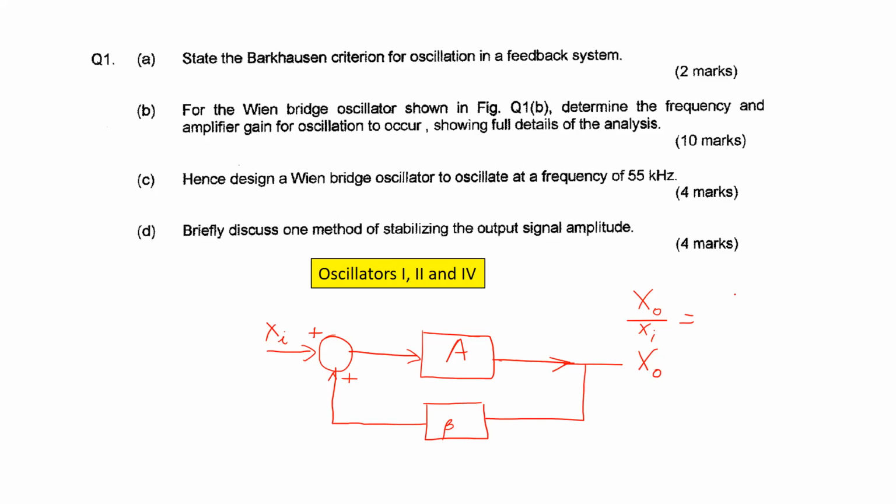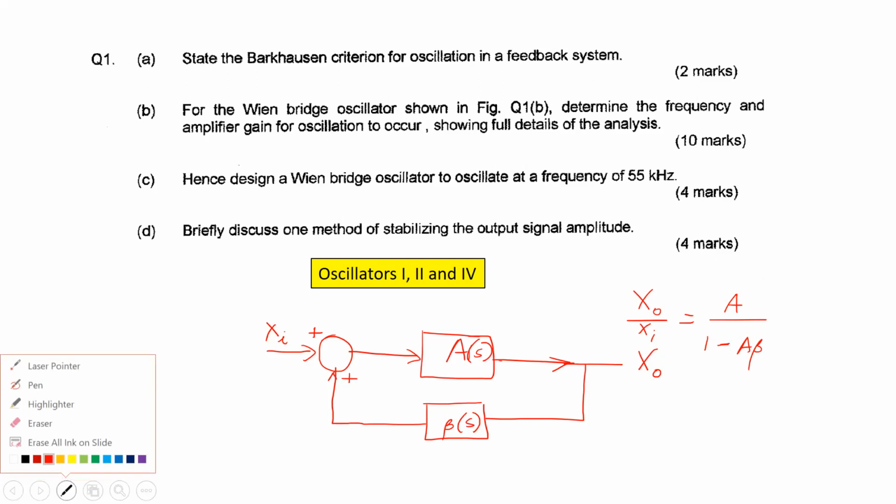A over 1 minus A beta. Good, right? If you like, for correctness, this is what we have at this point in time. So A, remember, this is your normal from your signals and systems theory.